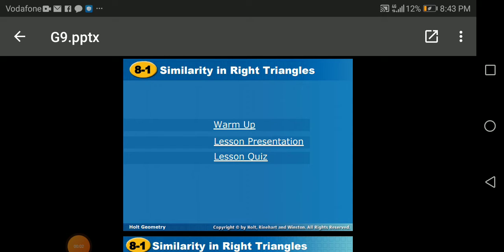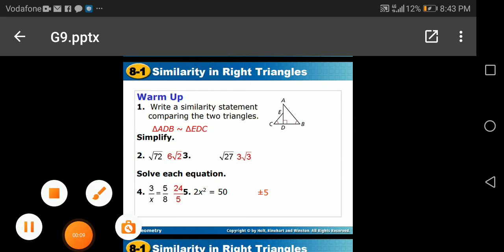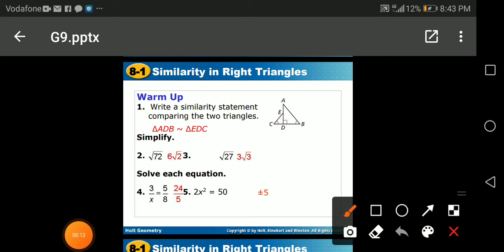I hope you're fine. Today we're going to talk about similarity in right triangles. So we are going to start with the warm-up. How can we write the similarity statement comparing the two triangles here in this triangle?